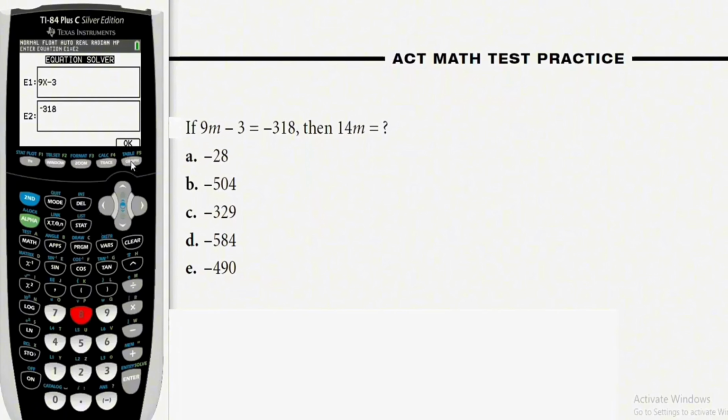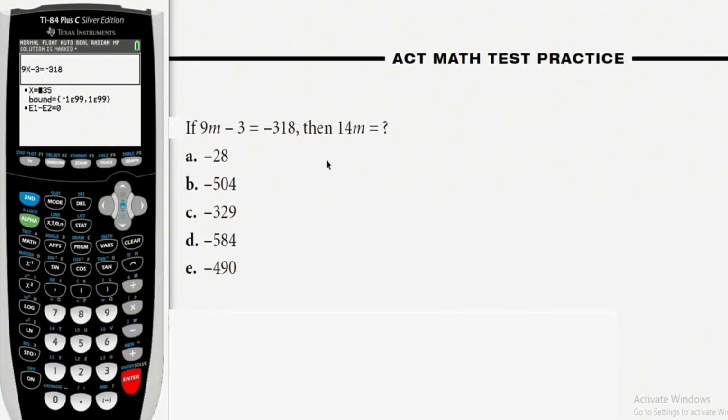Press graph for okay. Assign x to be 0. So press 0. We are good to go. Now press alpha and enter button to solve it. So our x is what? Minus 35. That's minus 35.